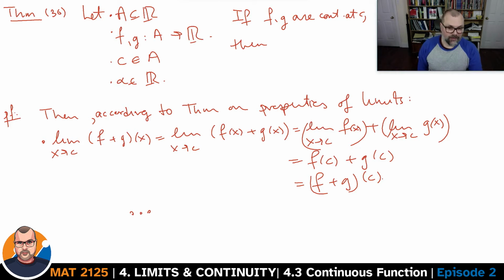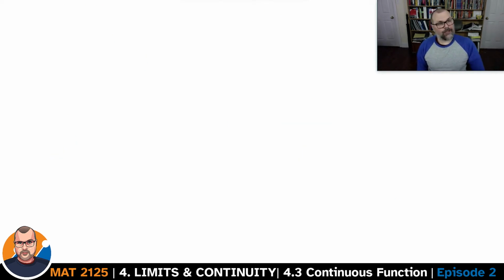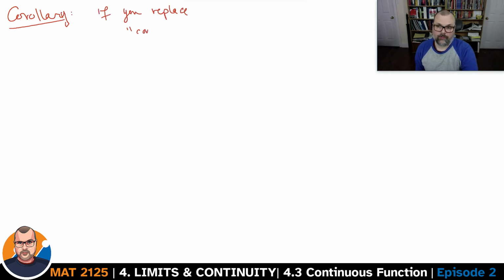We've done this enough by now that I don't want to waste too much of our time writing it down, but you should be able to build the argument. A corollary to this result: if you replace the sentence continuous at c with continuous over a set A, the theorem is still valid.